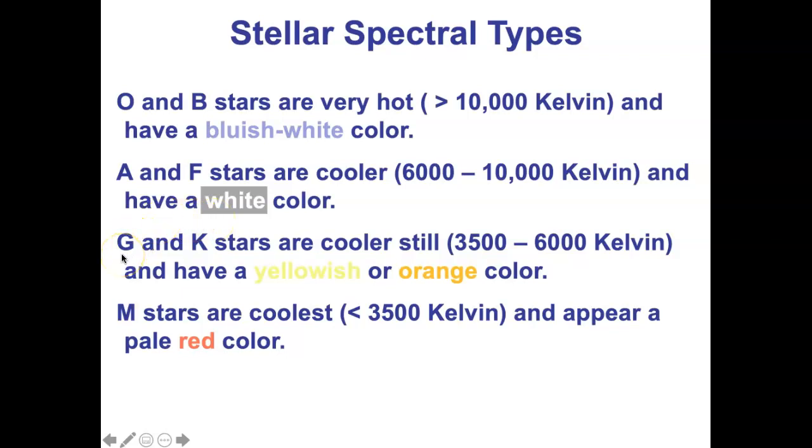Cooler than that are what they had been calling the G-type stars. G-type stars are yellowish stars, so our sun is a G-type star. Cooler than that are the K-type stars, which are more orange. And then the coolest stars are the M-type stars. So the M-type stars are the coolest and the reddest.